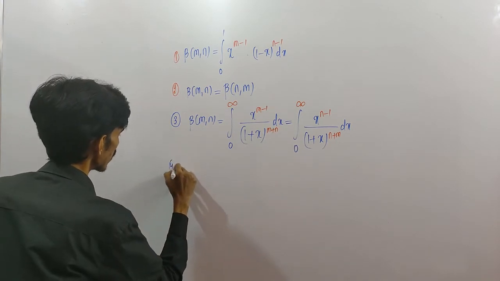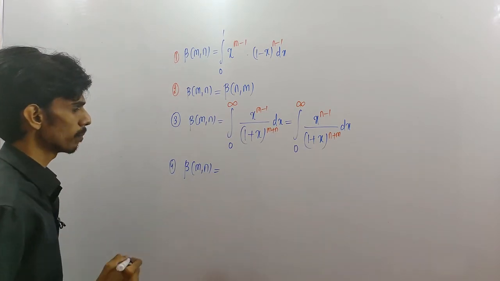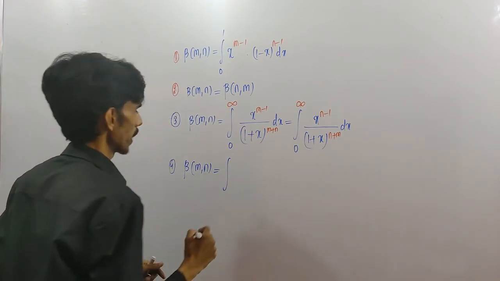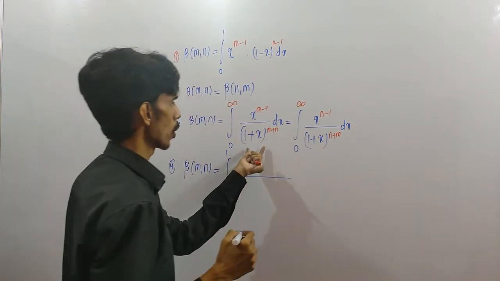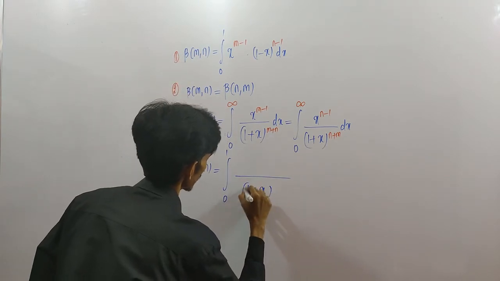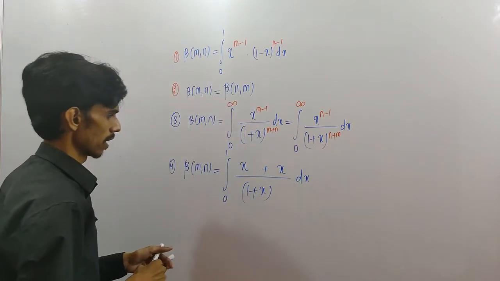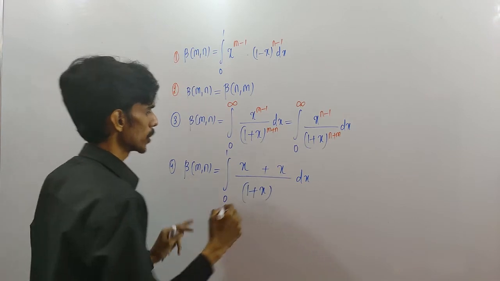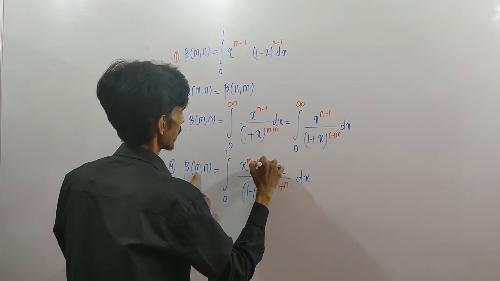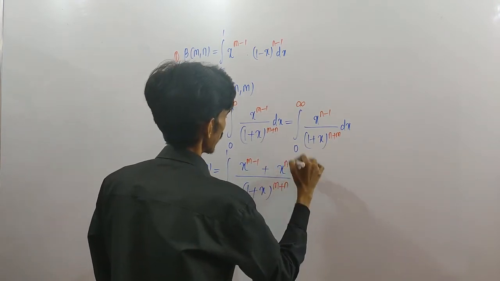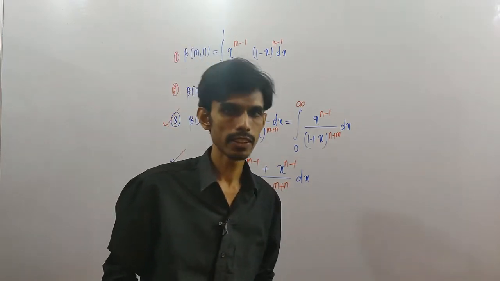Similarly, we have one more definition of beta, that is property of this beta function in terms of x. Here we have to take 0 to 1 as the limit of integration. The denominator will be the same, 1 plus x. Here I have to take x plus x dx. Now the power of this denominator will be the sum of these two values, m plus n. Here we have m, so write down m minus 1. We have n, so write down n minus 1. So these three relations we will prove in the next class.